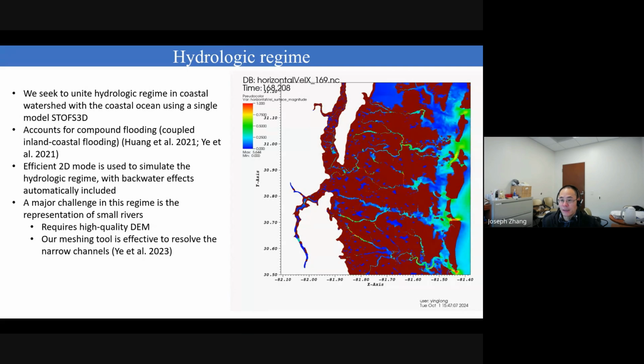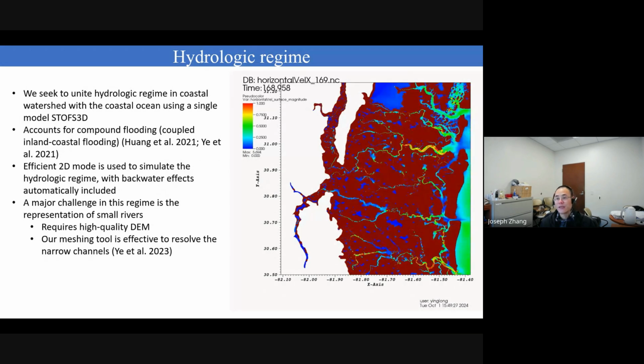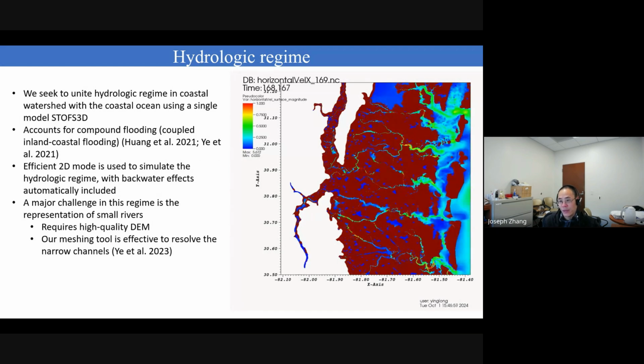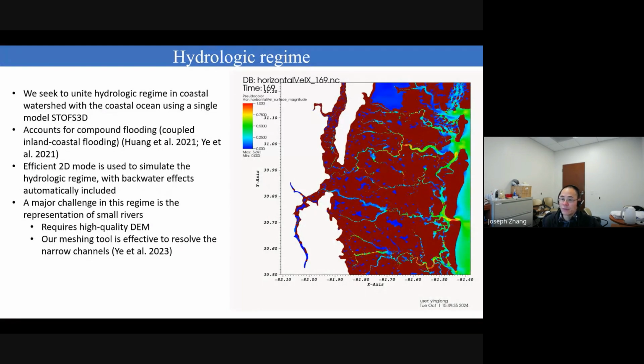So I'll spend a little bit of time talking about our recent work, to use automatic meshing to really try to unite this kind of hydrological regimes with the hydrodynamic regimes, right? So on the right, you can see from the animation, we are starting to resolve some very, very tiny creeks, from upstream and be able to route the water from the upstream boundary all the way to the coastal oceans.